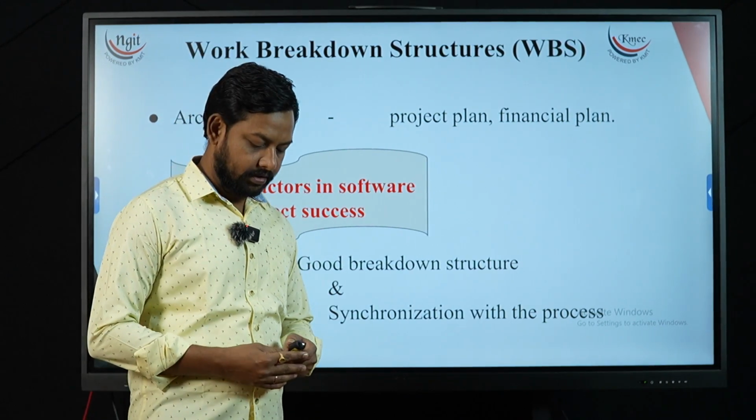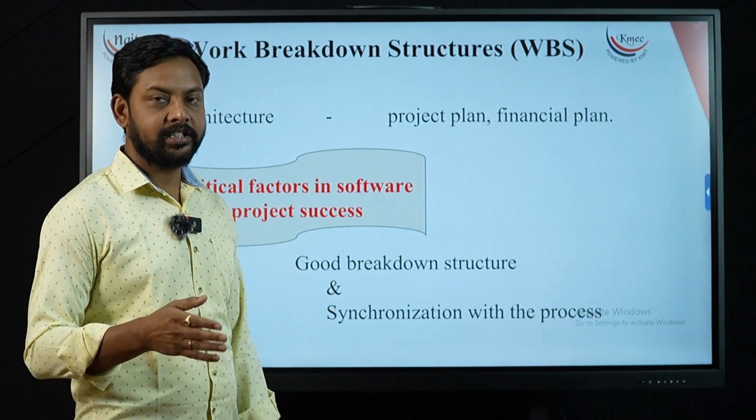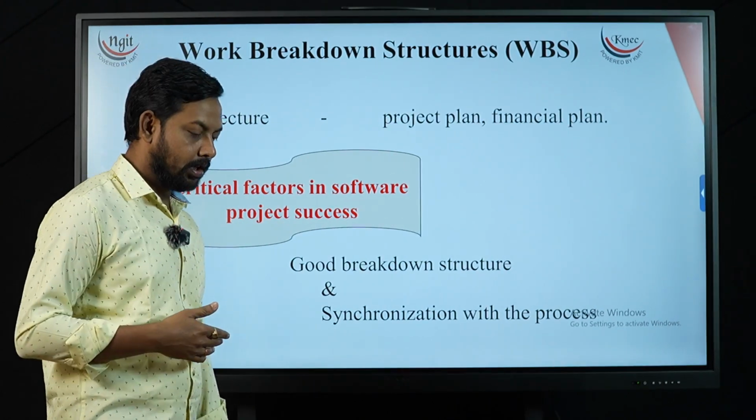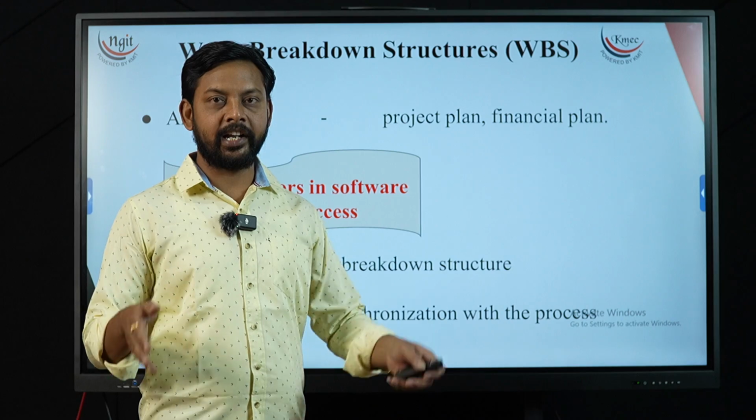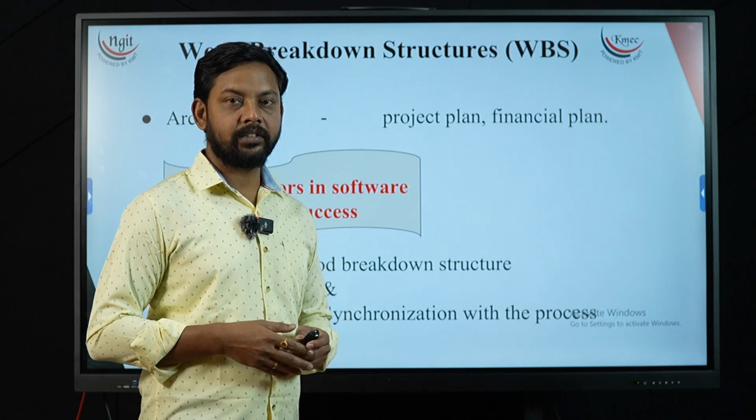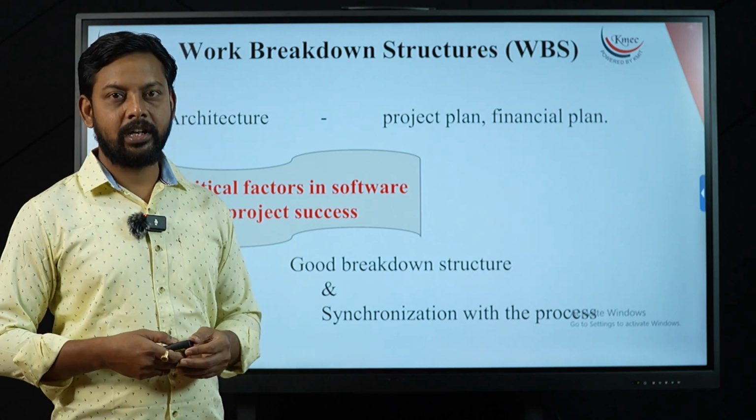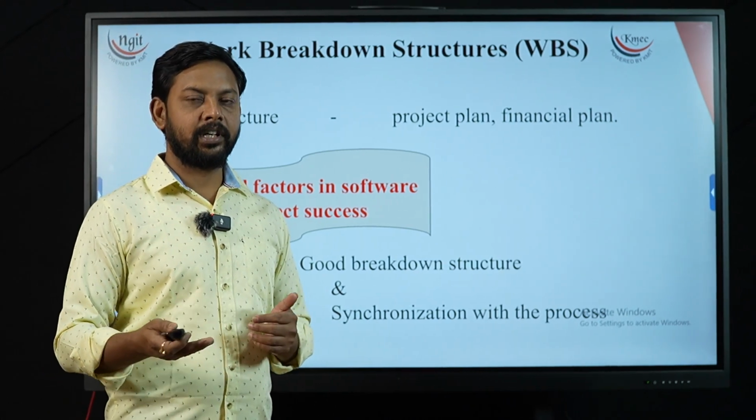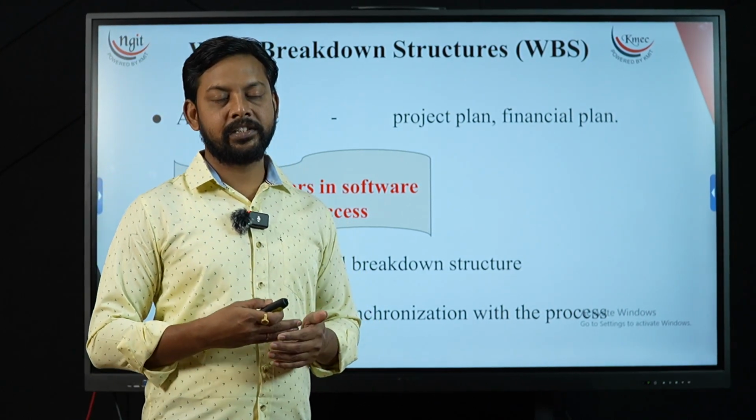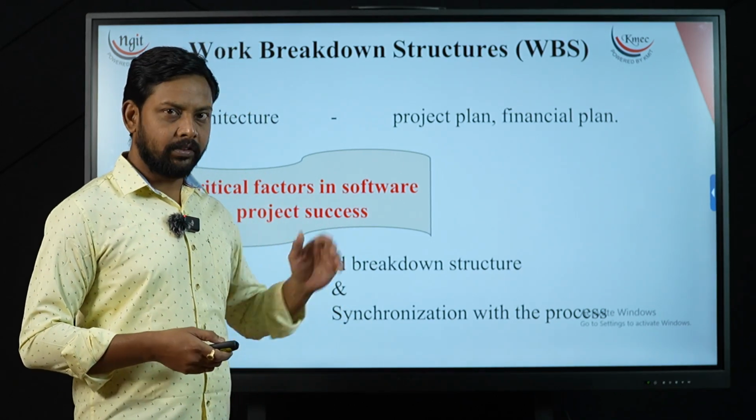So what is work breakdown structure? This is a way of dividing your project into different tasks and assigning each task among different parts of your team. What is this work breakdown structure going to do? It is going to help you in creating an architecture. This architecture is focused majorly on planning your project, and at the same time on the financial plan related to your project: how your project is supposed to be constructed and what budget-related information can be planned when you go with your work breakdown structure.